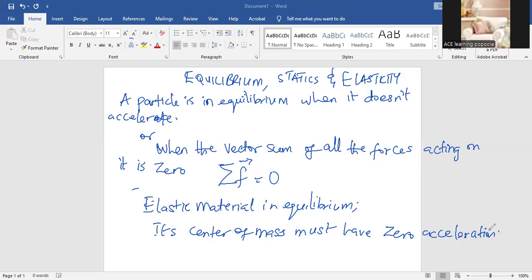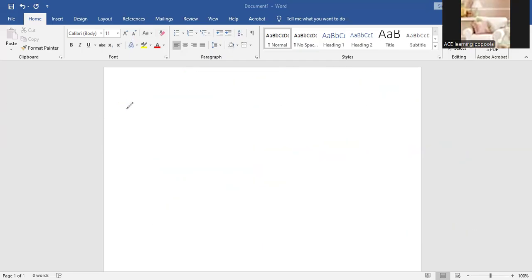So the first condition for equilibrium is that the center of mass must have 0 acceleration, or we can say the vector sum of all the external forces acting in XYZ direction must be 0. And this is the first condition for equilibrium. So you might want to write that down. First condition for equilibrium for a body.